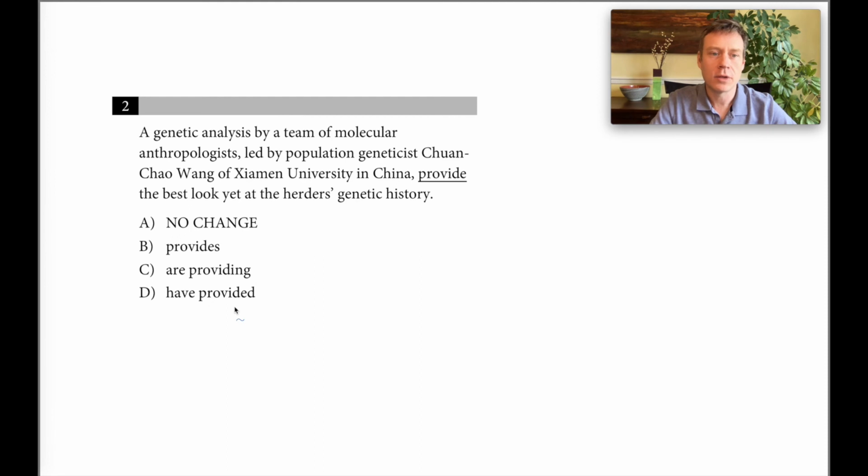Okay, number 2, "A genetic analysis by a team of molecular anthropologists led by this person provide the best look yet at the herder's genetic history." So what do I see here? I see provide and provides. These are, again, both in the present tense.